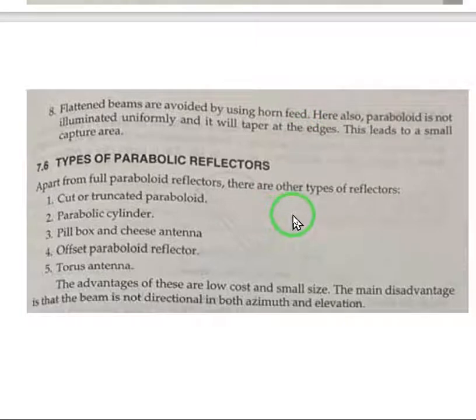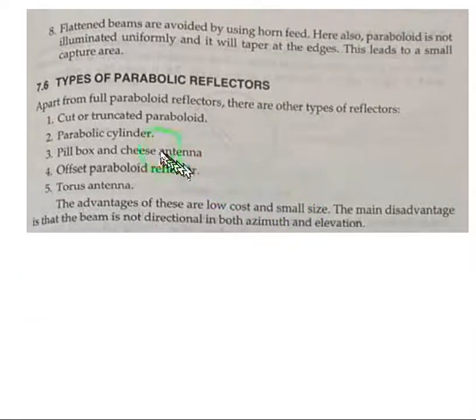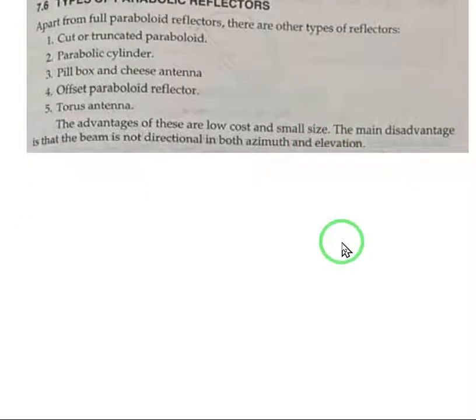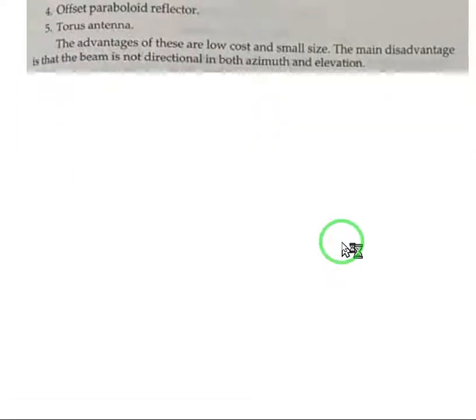There are several types of parabolic reflectors, such as cut or truncated parabolic cylinder, pillbox and cheese antenna, offset parabolic reflector, and torus antenna. The main advantage of the parabolic reflector is the sharp beamwidth.